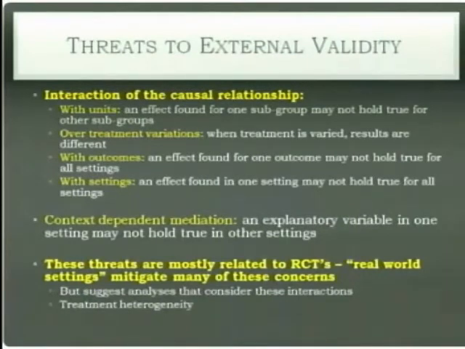Shadish, Cook, and Campbell talk about threats to external validity, or generalizability. Essentially, what they talk about is an interaction with the causal relationship. By causal relationship, they mean X causes Y: your exposure to a particular program or intervention causes a particular outcome. They're thinking about this in a very controlled environment, like a classic randomized controlled trial. They suggest that if the relationship between X and Y differs when you change the context at all, that limits your generalizability.